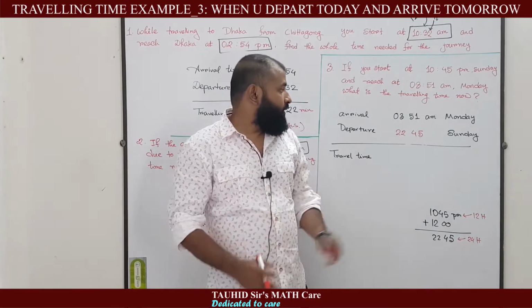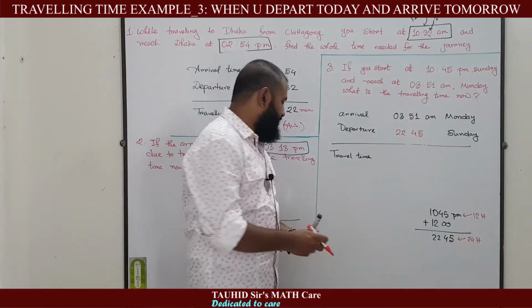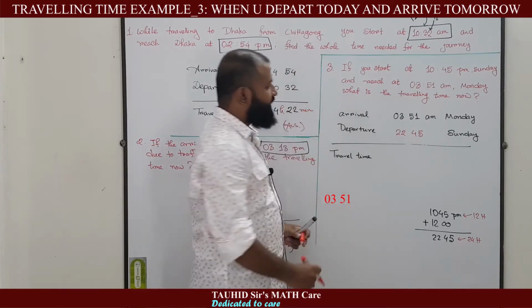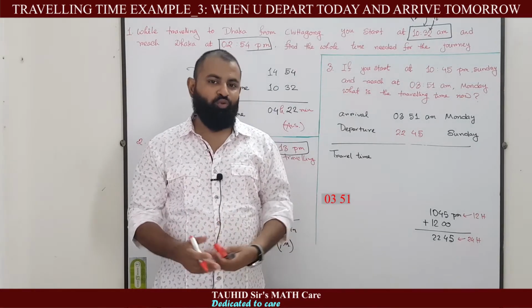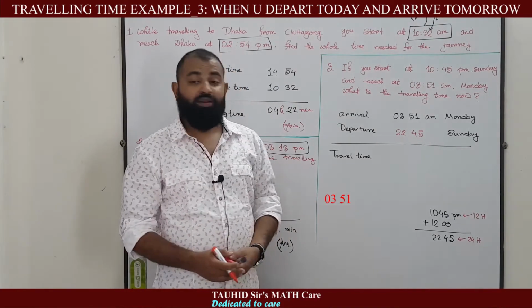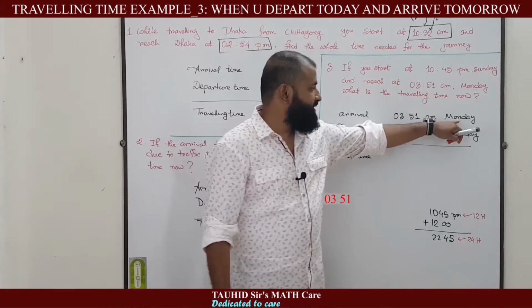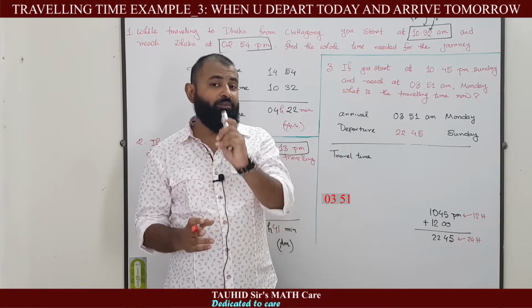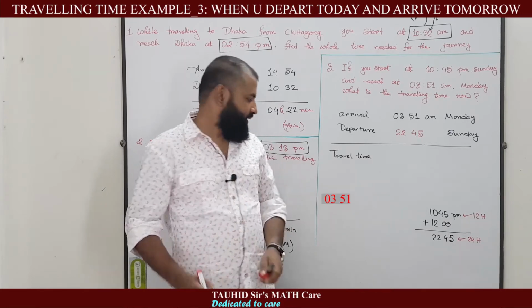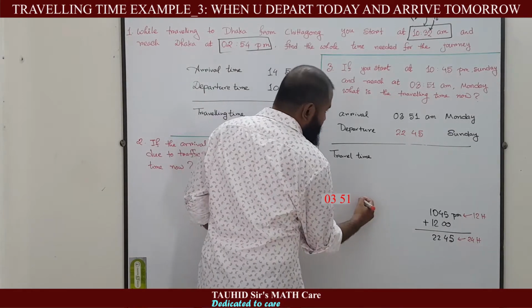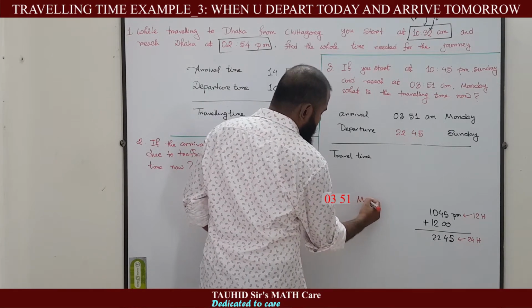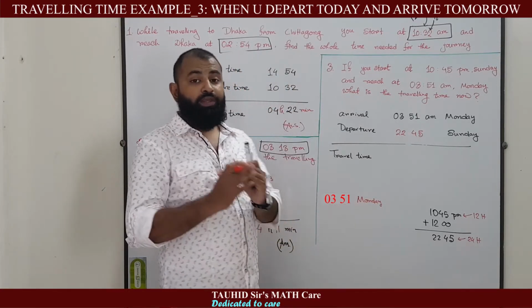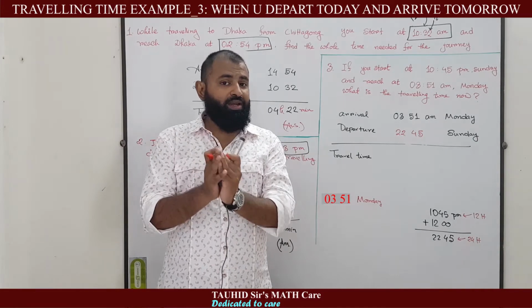And what about 3:51 AM? It means 3:51 in 24-hour format. But what is the problem? This is Monday, this is Sunday. We need to calculate both times with respect to the same day. So 3:51 AM Monday means 3:51 Monday in 24-hour format. But we need to convert it to Sunday.